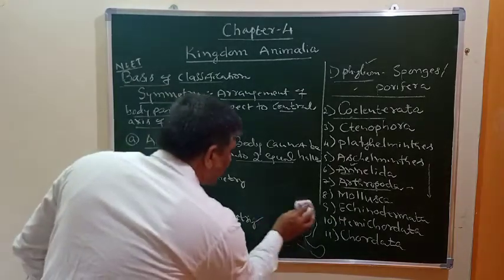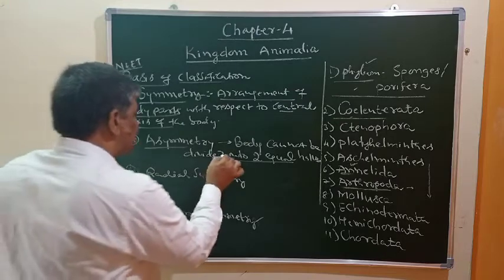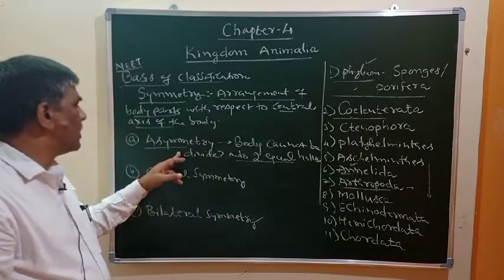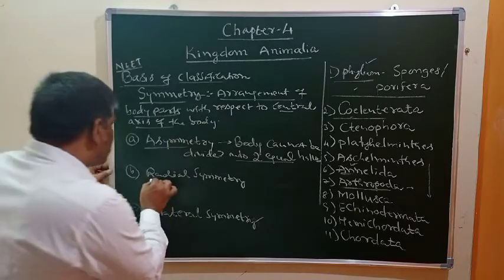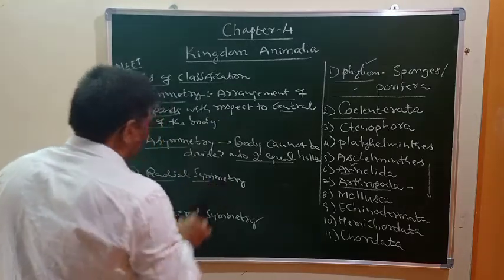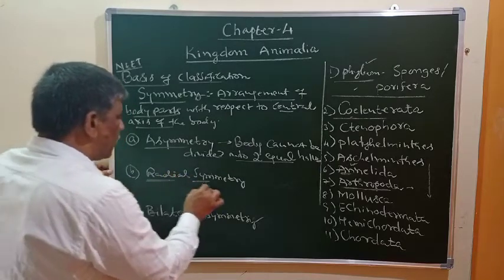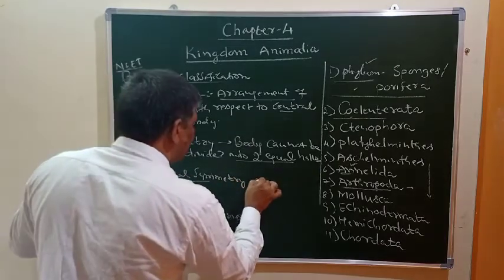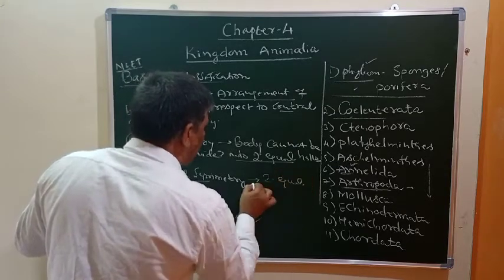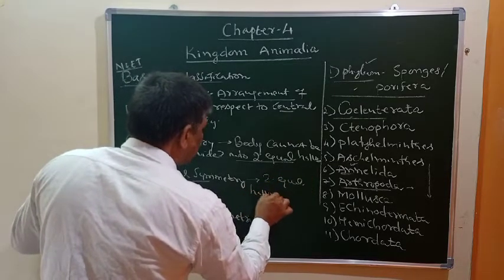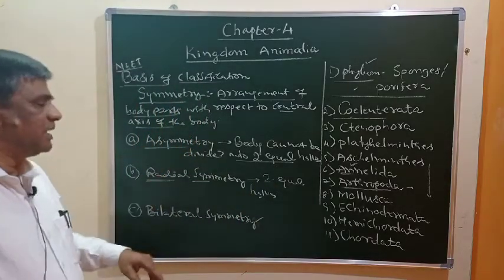Here, the phylum Porifera is an example for this asymmetry. And the next one is called radial symmetry. Here, you can understand the meaning: the body of this animal can be divided into two equal halves in any vertical plane passing through the center. This is called radial symmetry.